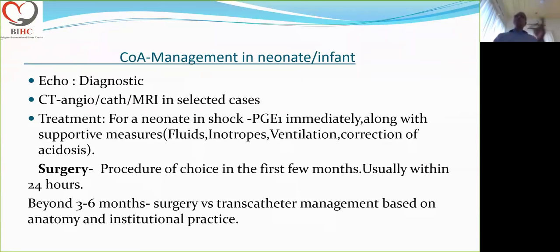But sometimes we may do a CT angio or CAT, much less commonly an MRI. This is because sometimes it's not clear whether the proximal transverse arch is normal or otherwise. It's very important from the surgical point of view, and therefore an additional imaging may be required.